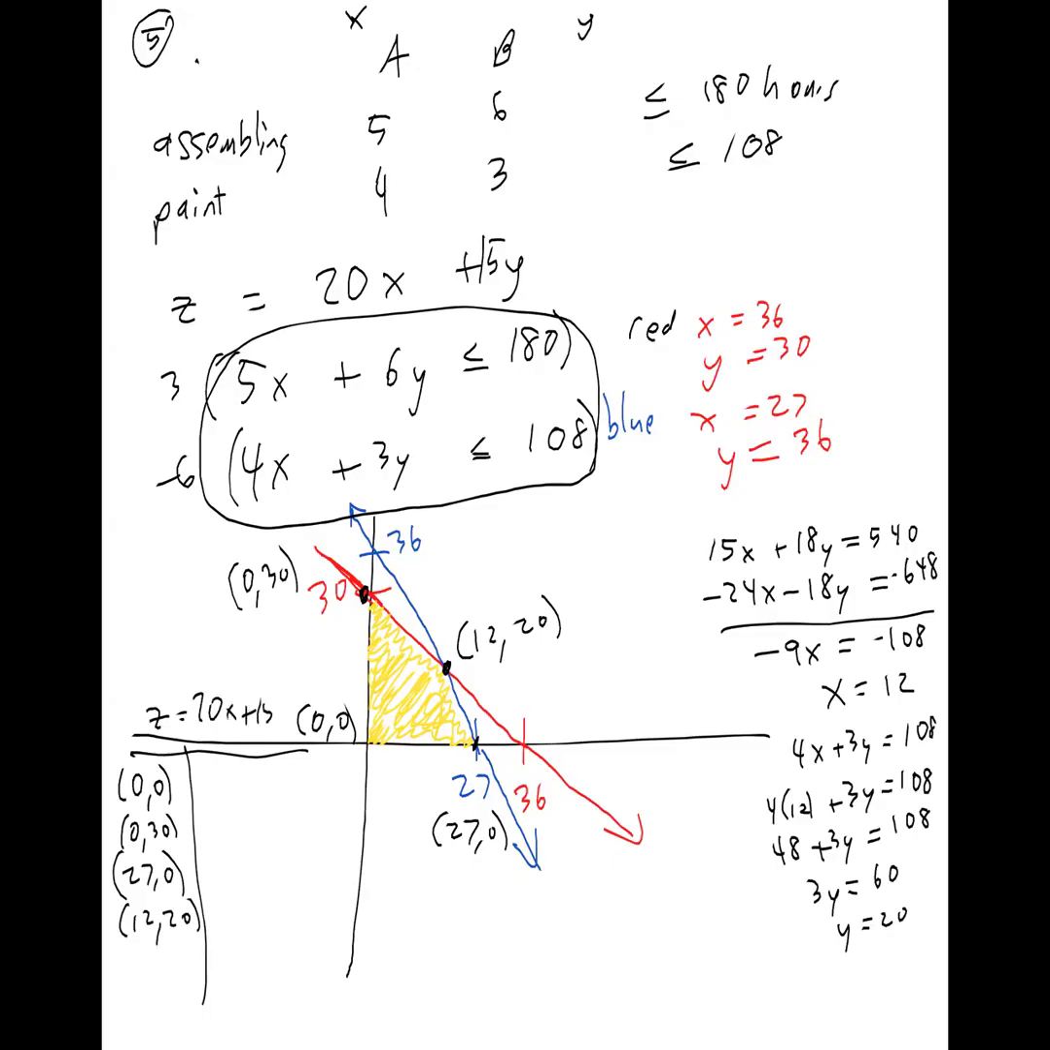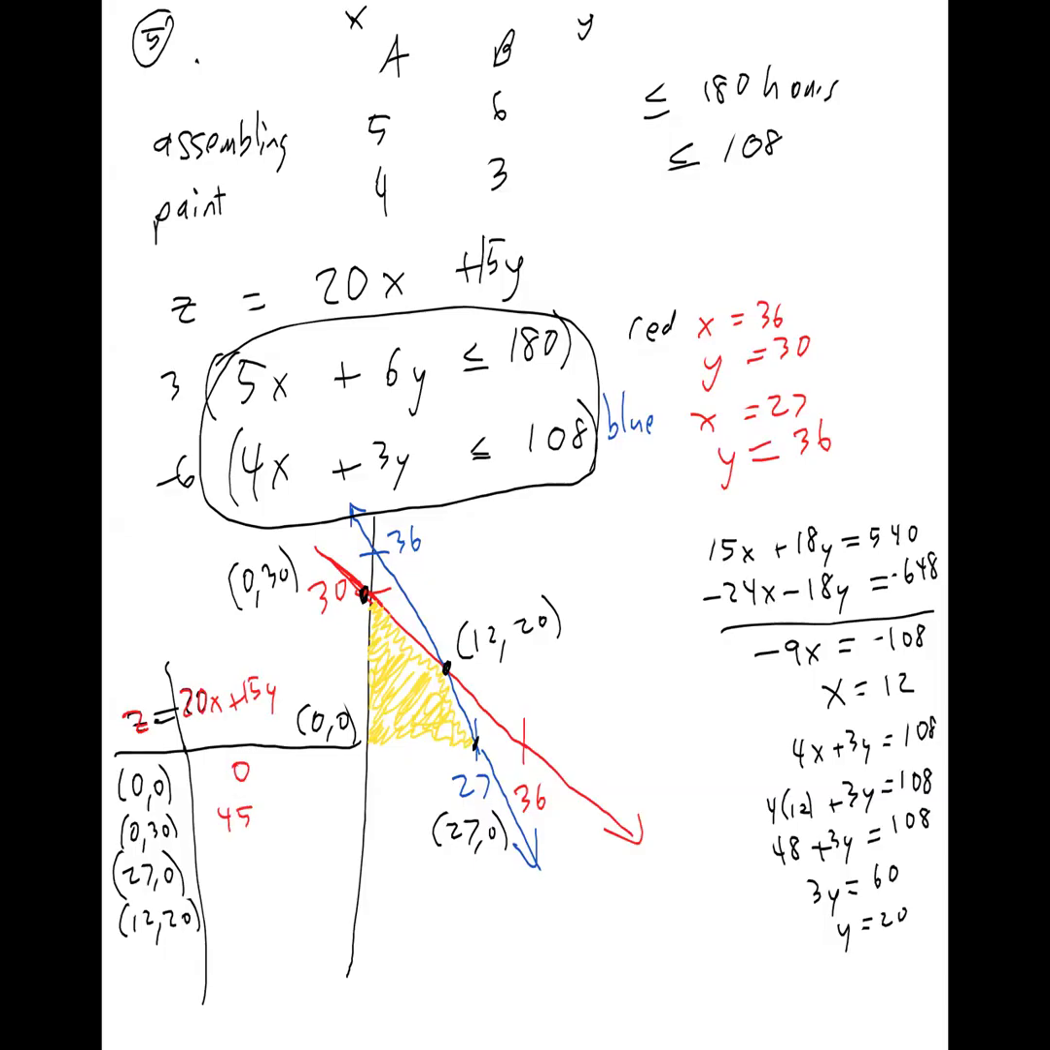Okay, let me change colors so it's easier to see since I don't have very much space. The equation that we're going to plug them into is z equals 20x plus 15y. So if I do 20 times 0 plus 15 times 0, I'll get 0. If I do 20 times 0 plus 30 times 15, I would get 450.